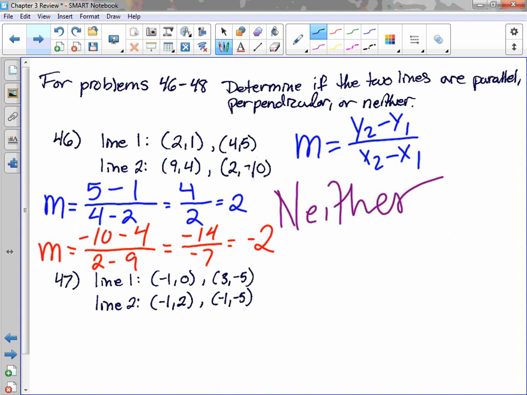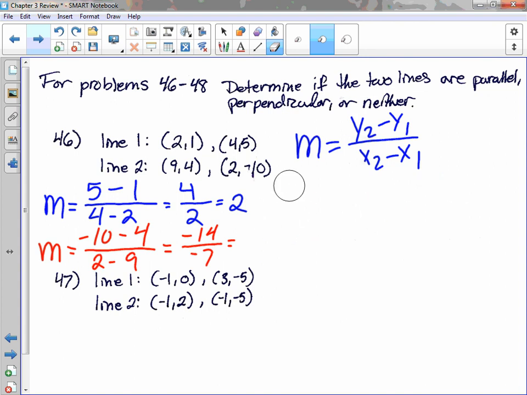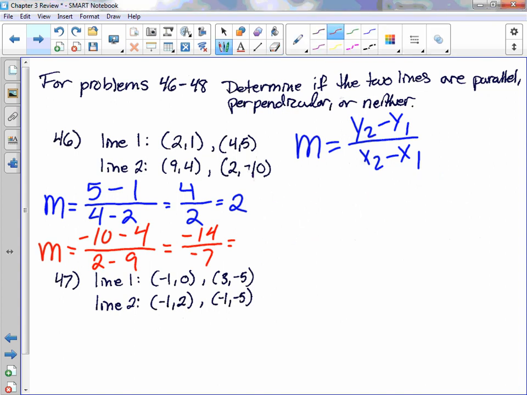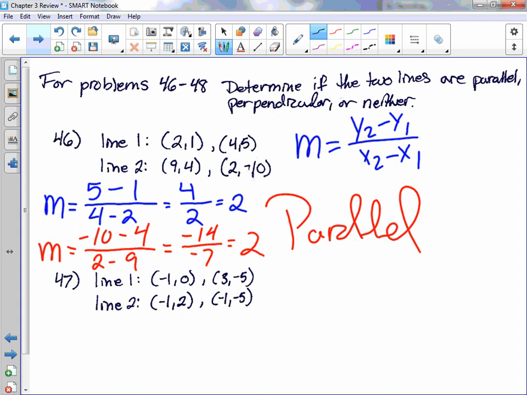These are neither. Because the opposite reciprocal of 2, the opposite would be negative 1/2. Yes? Oh, it should be, yes, thank you. Oh, I'm glad someone said something. This is parallel, thank you. These would be parallel. I know I got that one right in the answer key.